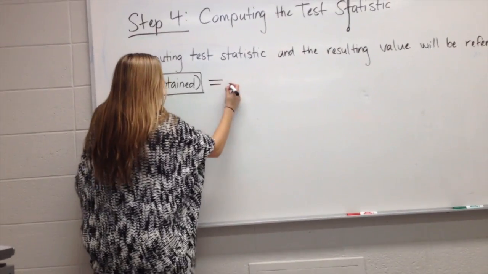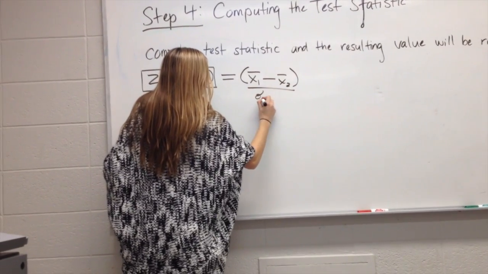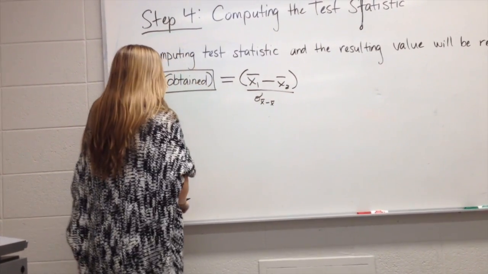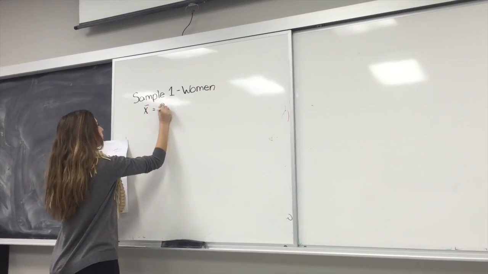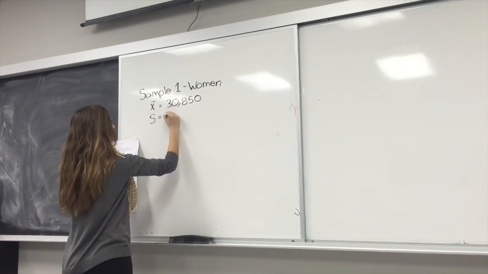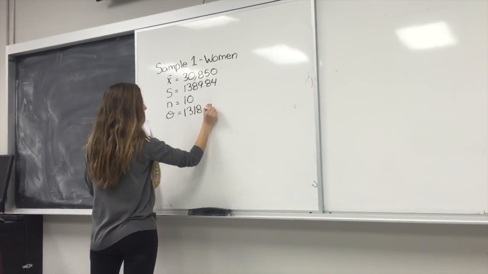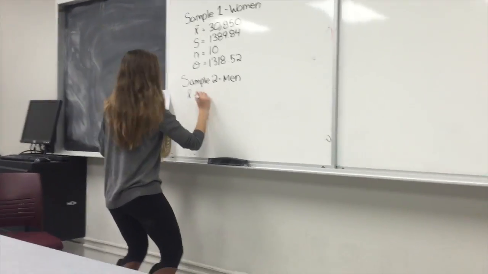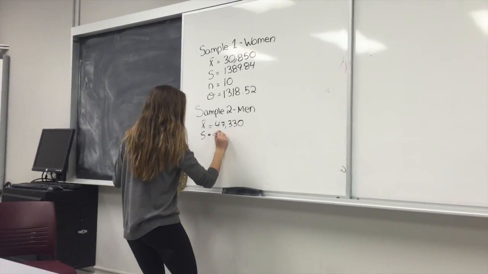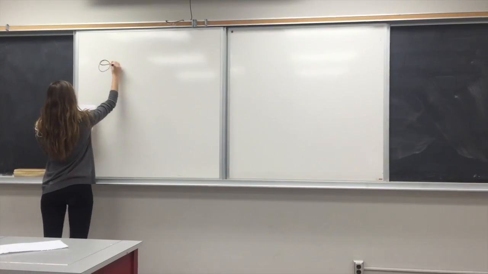The equation for z obtained is x bar 1 minus x bar 2 all over population standard deviation x bar minus x bar. Sample 1, women. The mean is 30,850. Standard deviation, 1,389.84. Total number of cases, 10. Population standard deviation, 1,318.52. Sample 2, men. The mean is 47,330. Standard deviation, 977.58. Total number of cases, 10. Population standard deviation, 92.42.